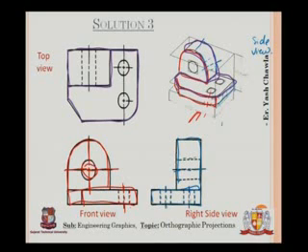Now it has a hole at the center. This hole exists, so there will be a dotted line at the top, and there will be a center line shown here, and a center line. And of course these two holes will be directly visible to our eyes, so these two holes are there. So this is what our solution for the third problem looks like.